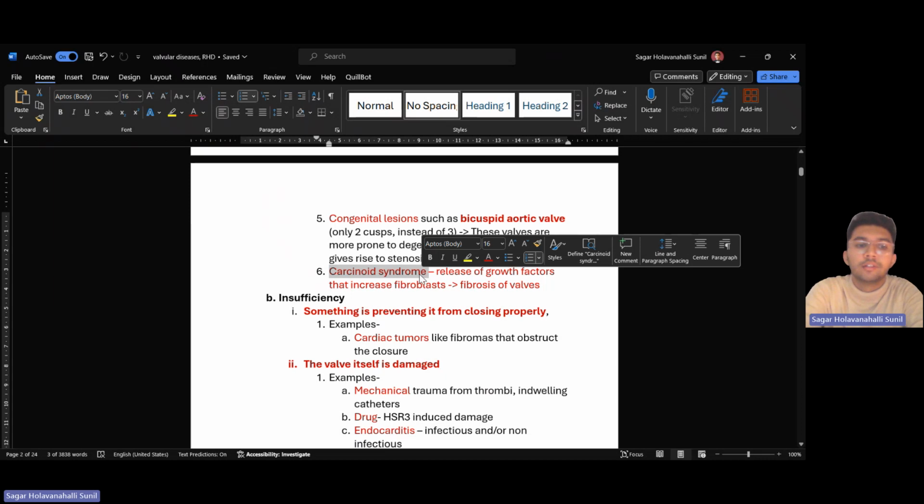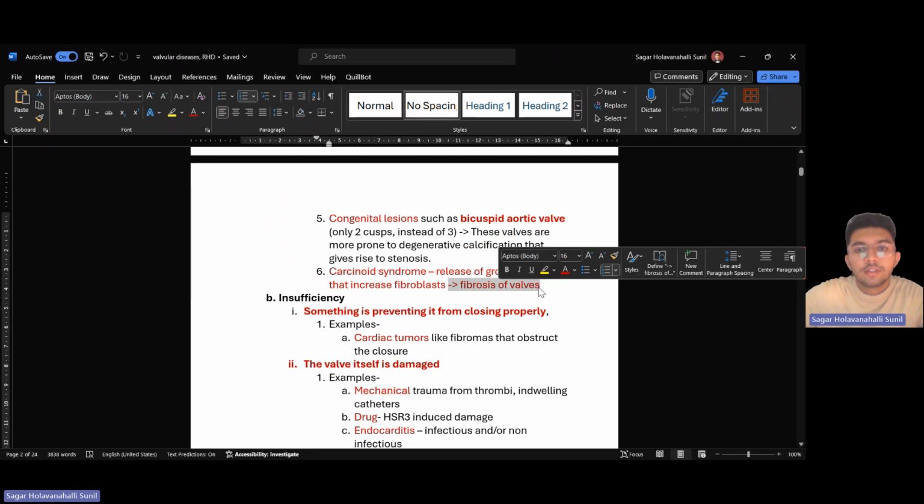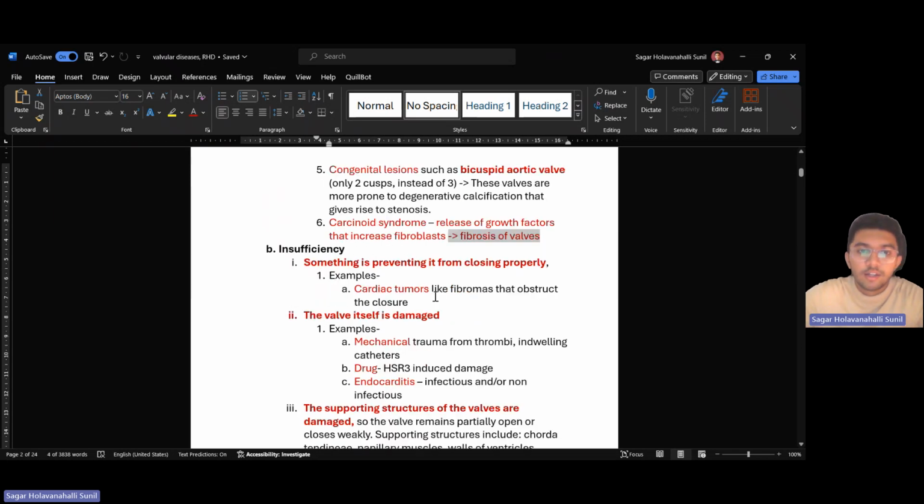Carcinoid syndrome is where there can be, for example, a tumor which can be secreting some growth factors which can stimulate the fibroblasts in the valves to increase their production of ECM. And in this process, it can lead to fibrosis of the valves and eventually calcification.